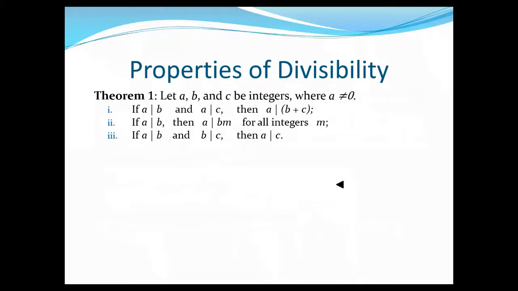Part 2: if a divides b, then a divides bm for all integers m. So when we introduce a new value and multiply it by b, our dividend, a is still a factor of that product. There is no change; it will not yield a result that a does not divide.